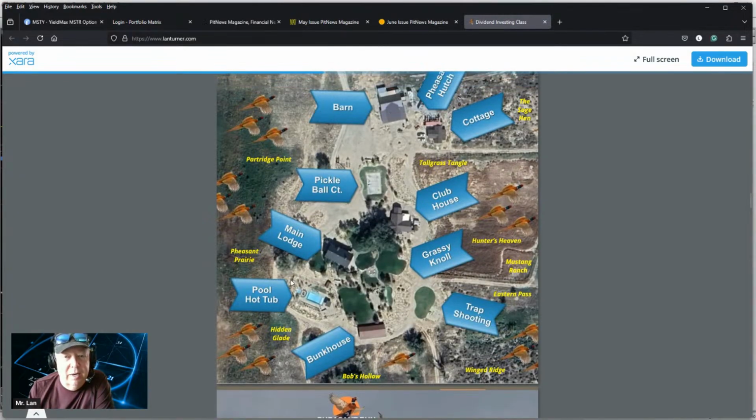This is the barn up there. This is the main lodge. This is where you'll probably sleep, or over here at the bunkhouse. This is the pool and the hot tub right here. This is the clubhouse. This is where we spend most of our time.